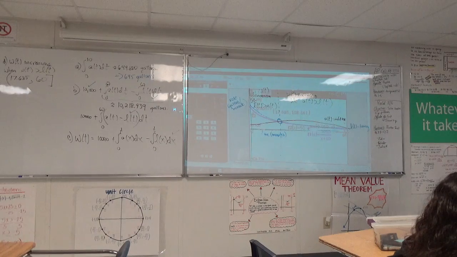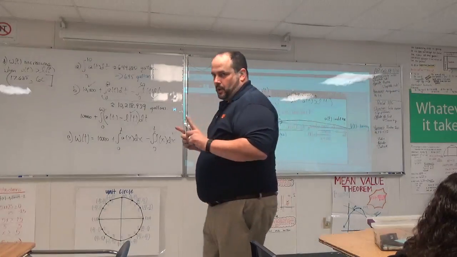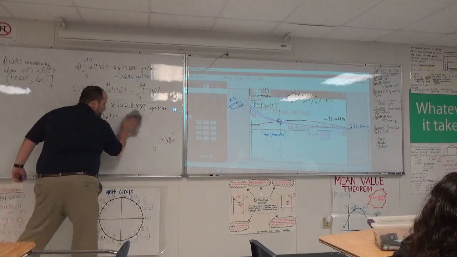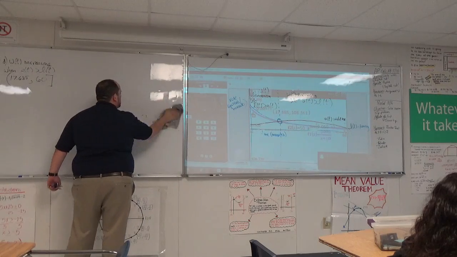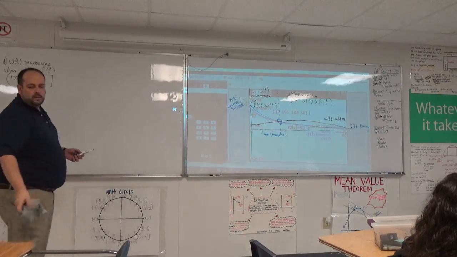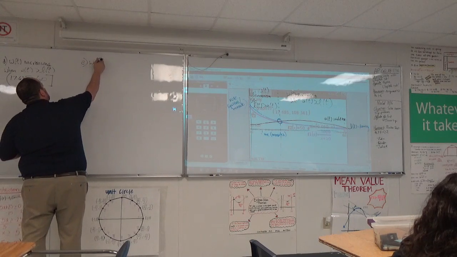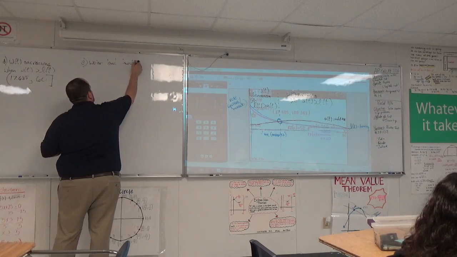All right, last question. This is the one I'm really interested in. During the first hour, when is the water level lowest? And what is that lowest water level? It's just the minimum of W of t.